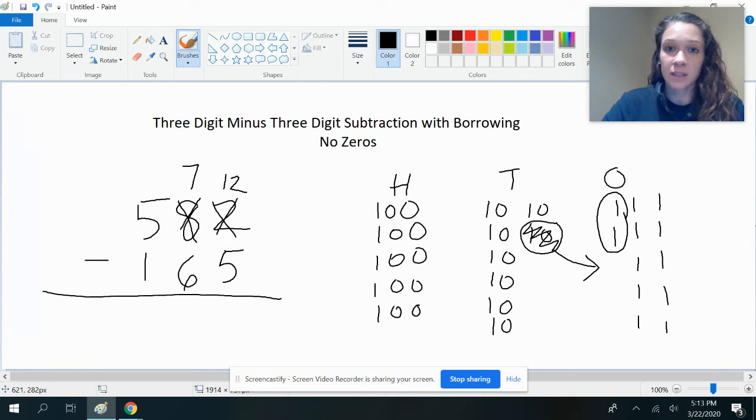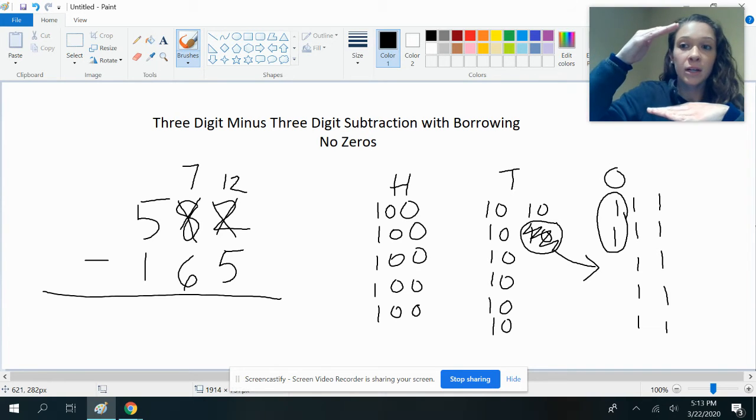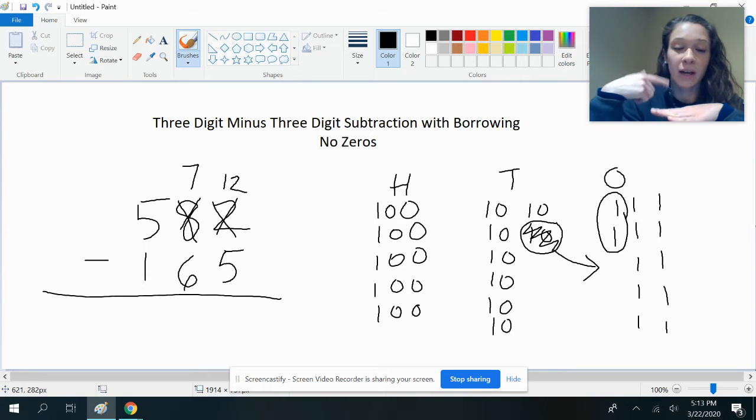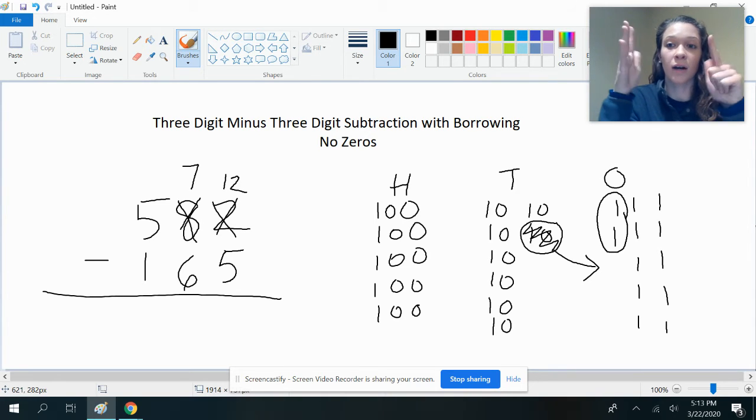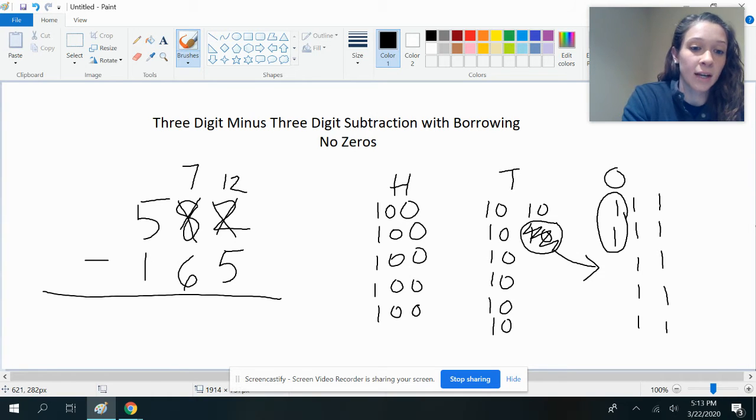Sometimes the easiest way to subtract is when you start with the lower number, count up to the bigger number, and the difference will be your answer. So I'm going to put 5 on my head, count up to 12. So 5, 6, 7, 8, 9, 10, 11, 12. So 12 minus 5 is 7. So I'm going to write that in my ones place. Okay. Now we can move over to the tens place.